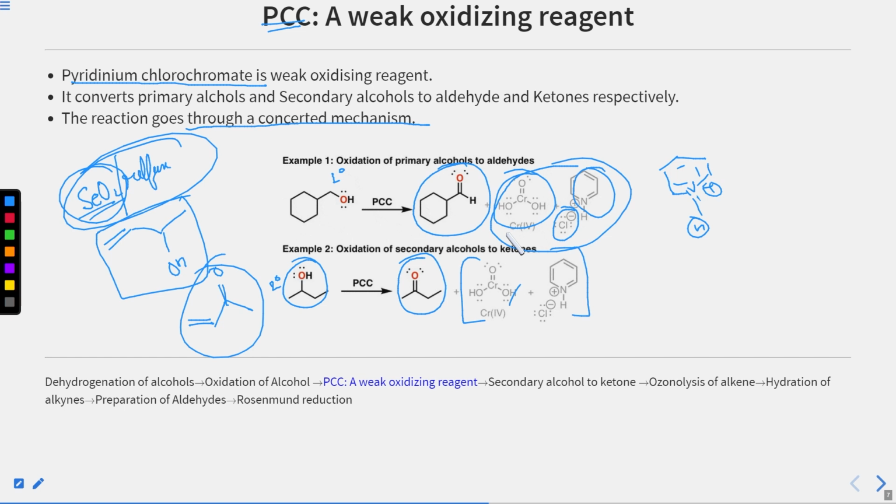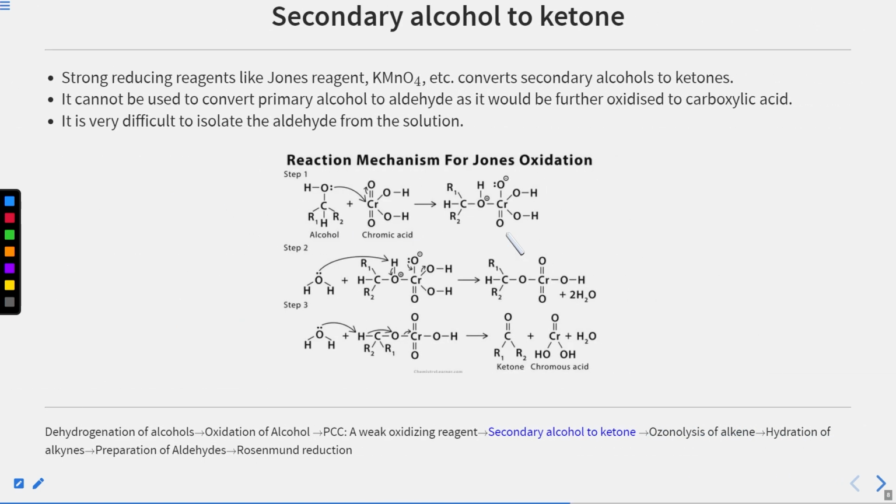Now we are done with this PCC. Let us move to secondary alcohol. The previous one we were using was primary alcohol. We also use secondary alcohol to convert it to ketone. So if we have a secondary alcohol, then we do not have to worry. We can take Jones reagent. It is a very strong oxidizing agent, which is chromic acid. If you take such a strong oxidizing agent in case of your primary alcohol, then it would not be converted into aldehyde. Instead, it would be further oxidized into your carboxylic acid. So we cannot use it against primary alcohols if we want a less oxidized product.